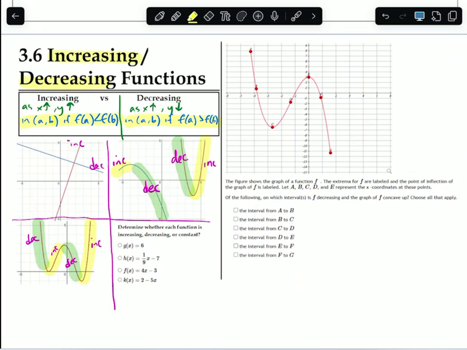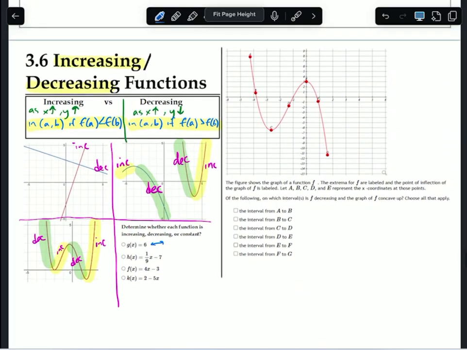So you can also be asked to do the same thing just by looking directly at an equation. And this involves just knowing what the parent function looks like or what the general rules are. So for a function like this, the y value is always the same, just a flat graph at y equals 6. So this is neither. This is a constant. It's neither increasing nor decreasing.